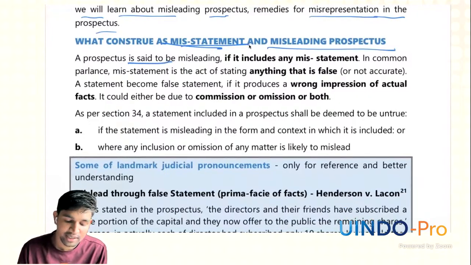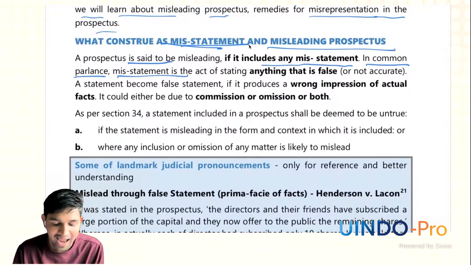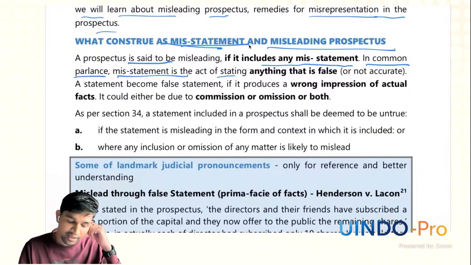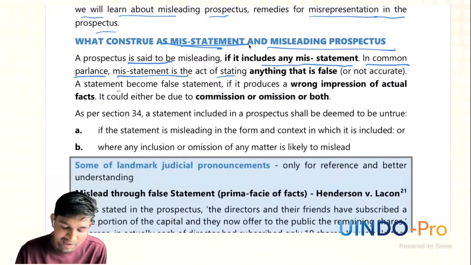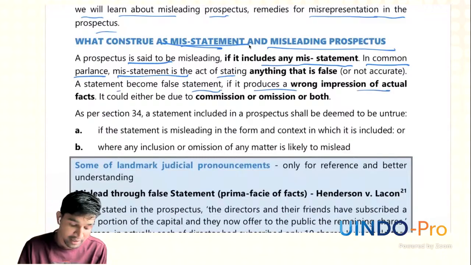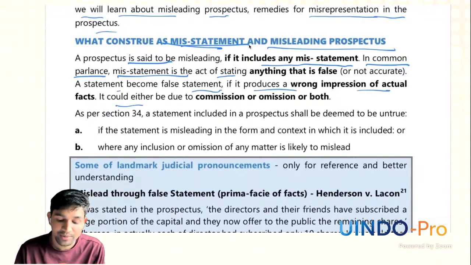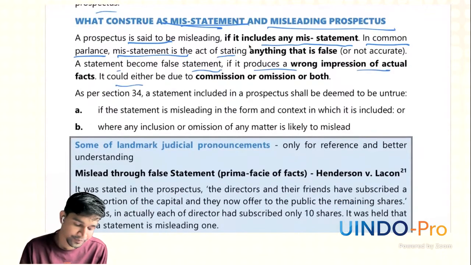A prospectus is said to be misleading if it includes any misstatement. In common parlance, misstatement is the act of stating anything that is false or not accurate. A statement becomes a false statement if it produces a wrong impression of actual facts. It could be due to a commission or omission or both.